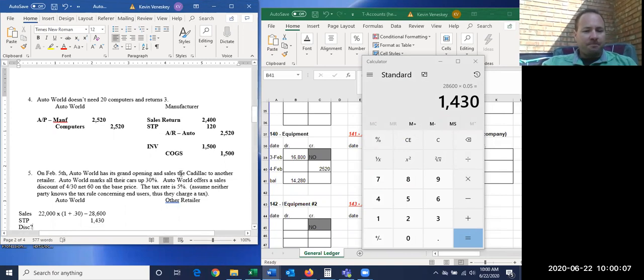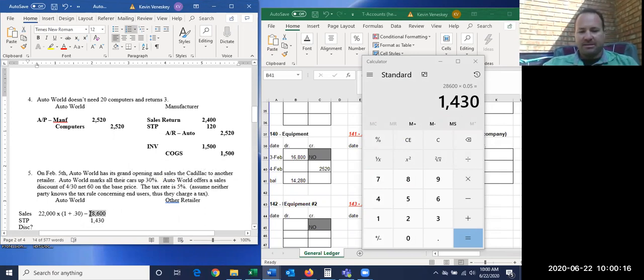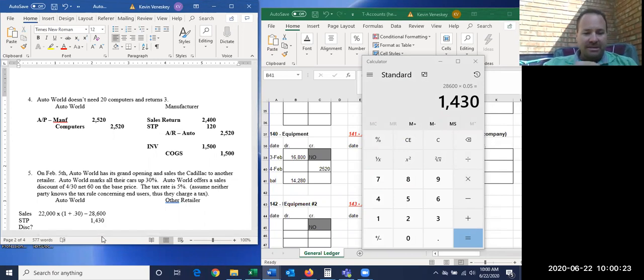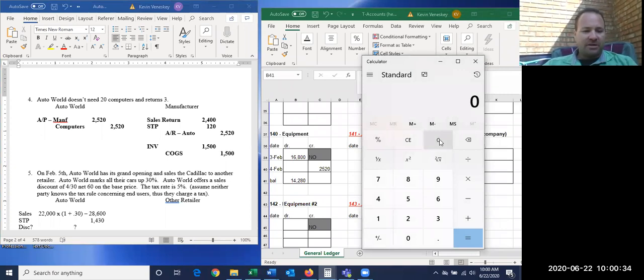And then the discount, notice here I tell us that Auto World offers a sales discount on the base price. Now the base price is simply this. They're not going to give a discount on the sales tax as well. So when we figure up the possible discount, that's why I put a question mark. So we're going to put question marks around this because we don't know if they're going to pay it or not. But if they do, I want to know how much discount they're going to get. So I take the 28.6 and multiply by 4%.